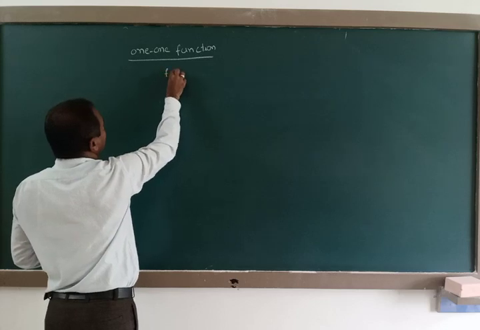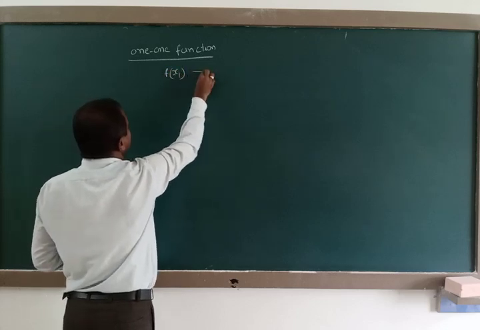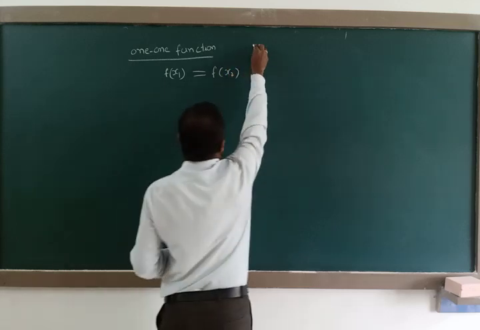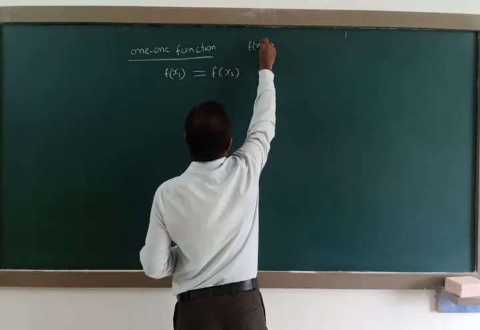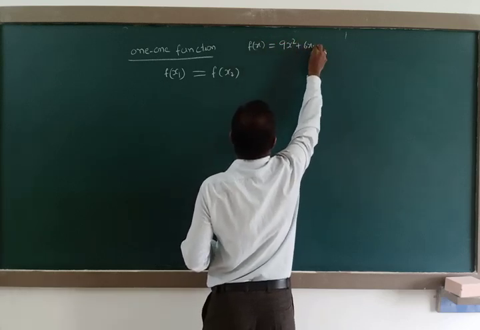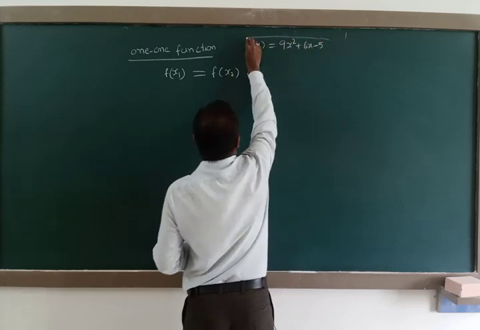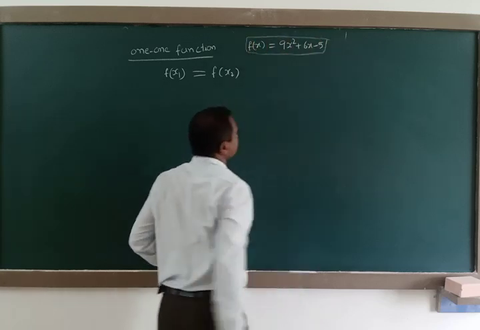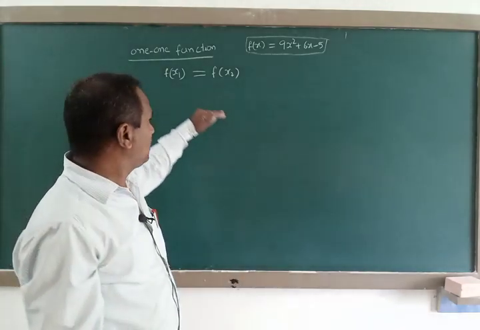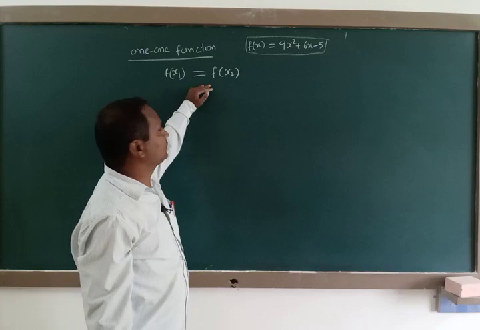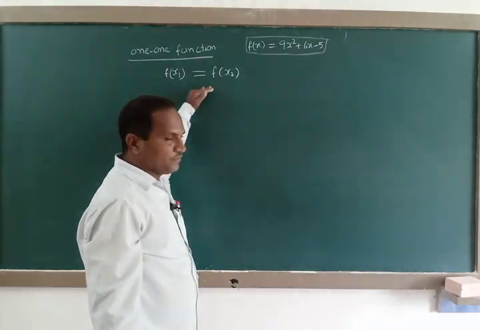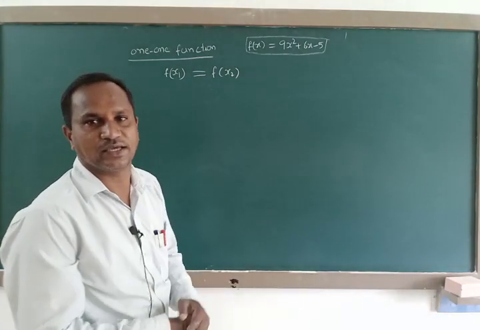Consider f of x1 is equal to f of x2. For f of x they gave f of x is equal to 9x square plus 6x minus 5. This function is there. After considering the equation f of x1 is equal to f of x2, by solving finally you should get x1 is equal to x2.